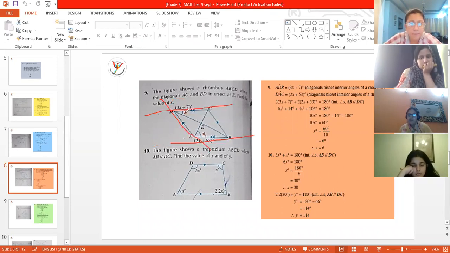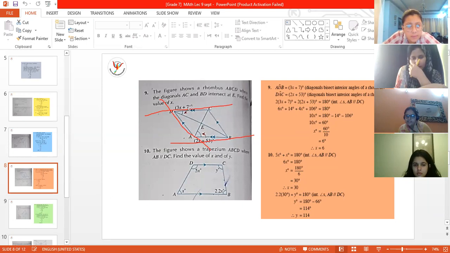And the other thing is, if the diagonals are bisecting the interior angle of the rhombus, then the whole angle will be the same, right? If this diagonal is bisecting, it means that if this part is 3x plus 7, this part will also be 3x plus 7. Yes. Then what will be angle D? 3x plus 7, 3x plus 7, 2 times (3x plus 7), right? Yes, ma'am.